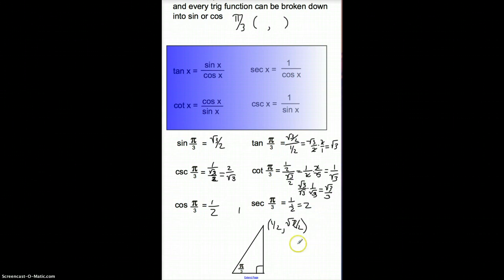So from any trig function, or from any angle, pi over 3, pi over 4, pi over 6, you should be able to figure out all of these 6 trig functions. So that's it in a nutshell. That's the big stuff you need to know, have to know. You have to know it cold for the AP test.